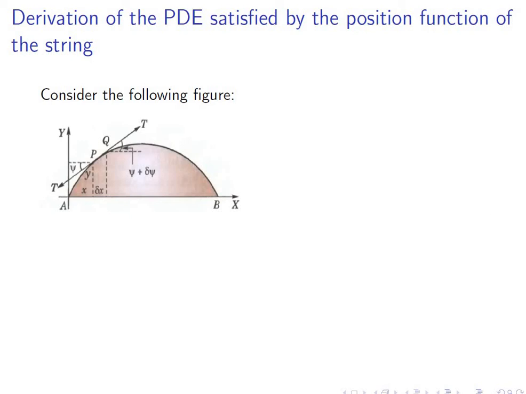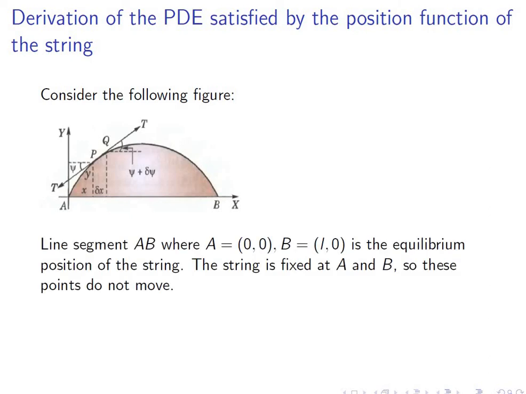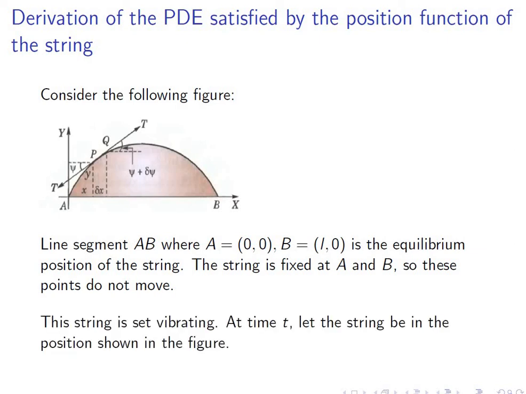Consider the following figure. Line segment AB, where A is the origin (0,0) and B is the point (L,0), is the equilibrium position of the string once we place it along the x-axis. The string is of length L and fixed at the end points, so the string is fixed at points A and B. These points do not move at any point of time. This string is now set vibrating. At time t, let the string be in the position shown in the figure.